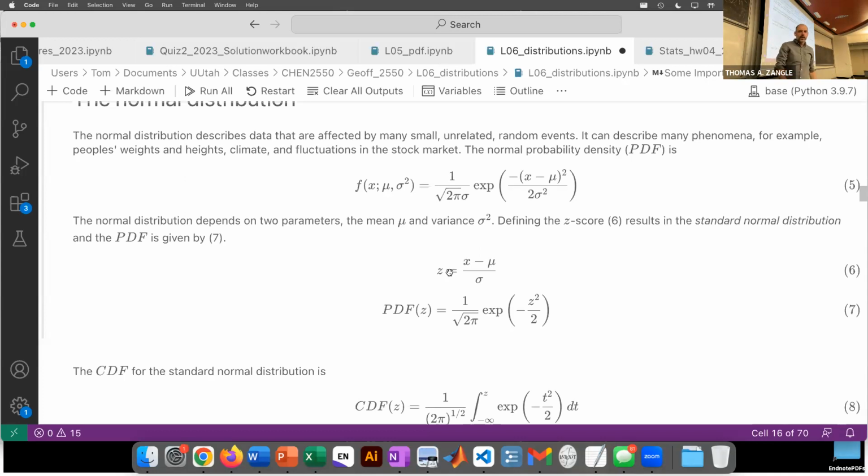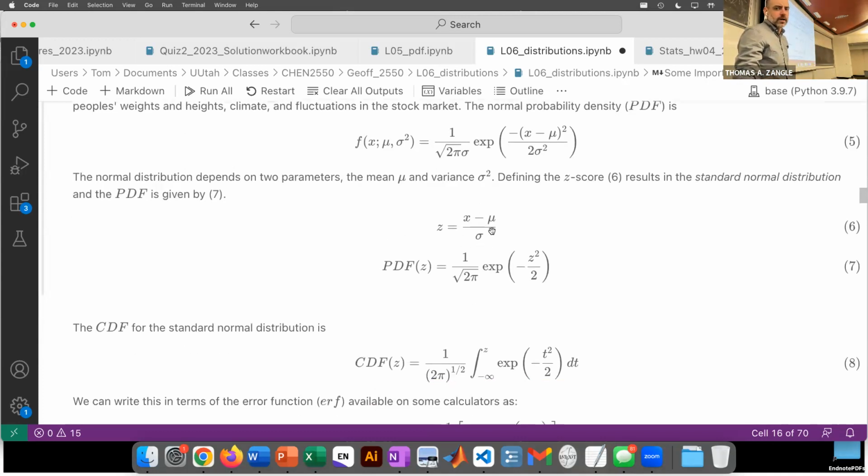So if we define z as x minus mu over sigma, we can think of the z-score as telling us something like a normalized value of how far away something is from the mean. So if a measured value has a really high z-score relative to the standard deviation and the mean of a data set, that's telling us that it is really far away from the mean relative to the shape of the normal distribution. We'll use this often when we're talking about normally distributed data.